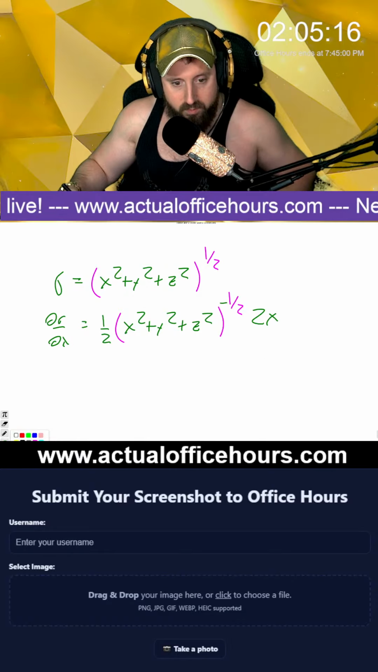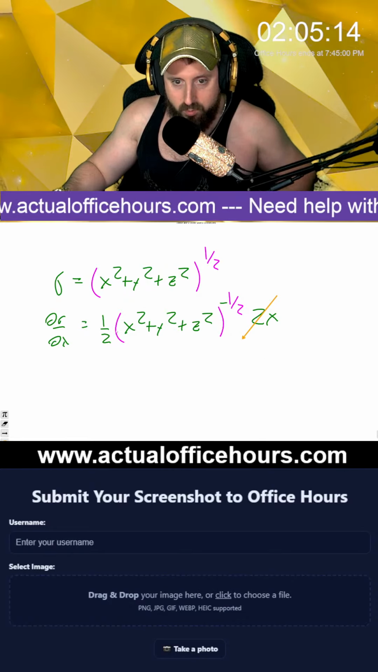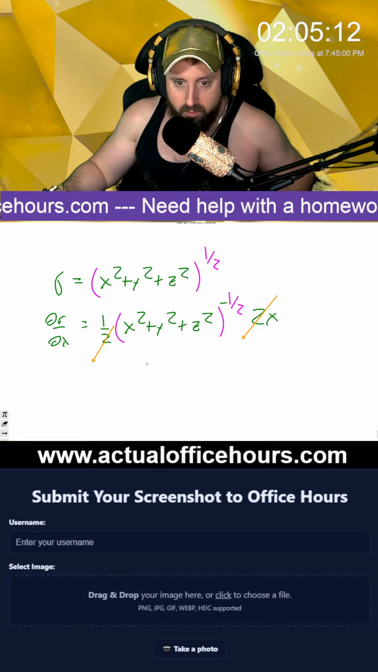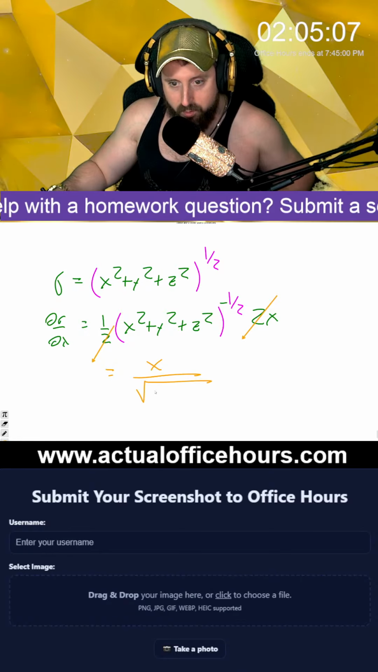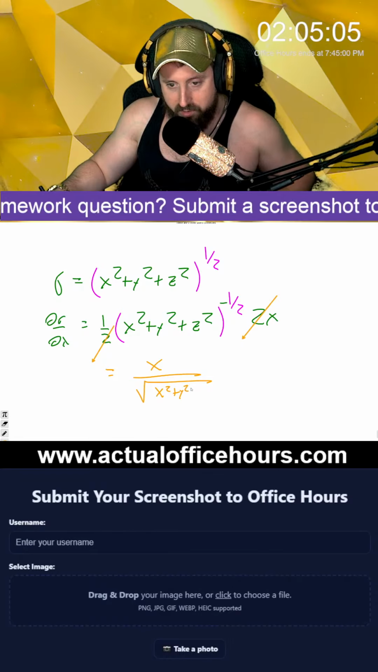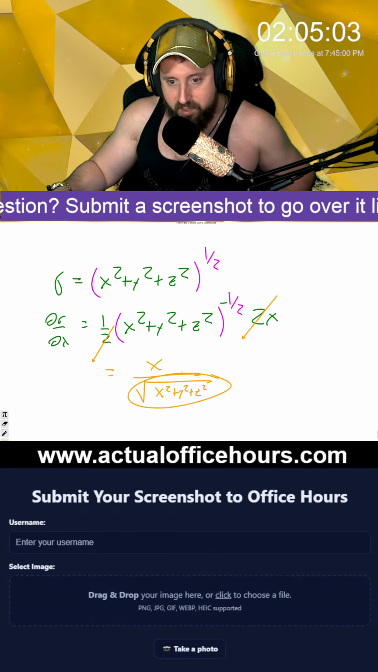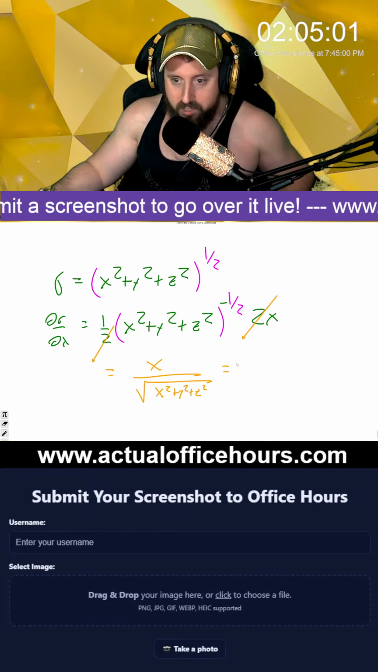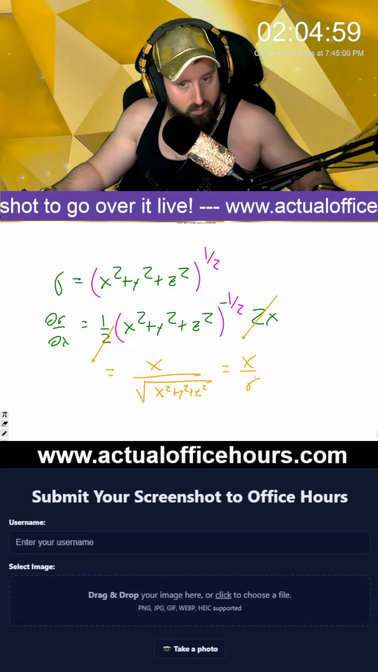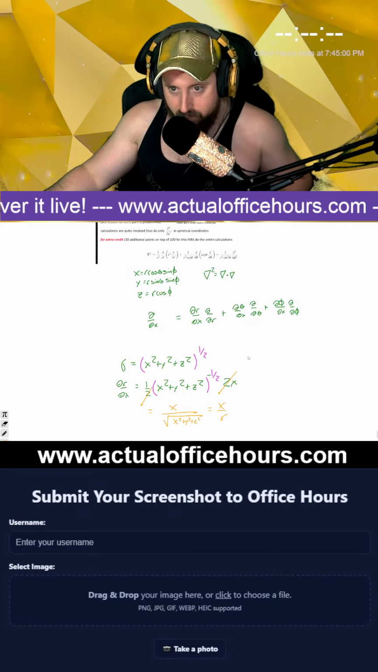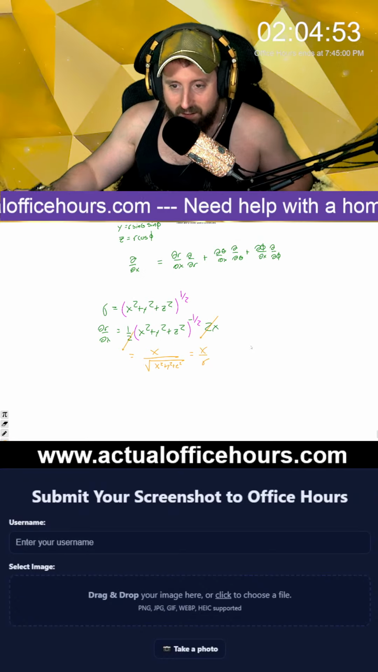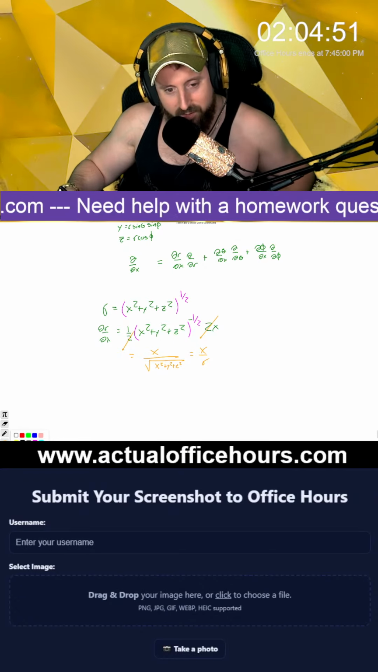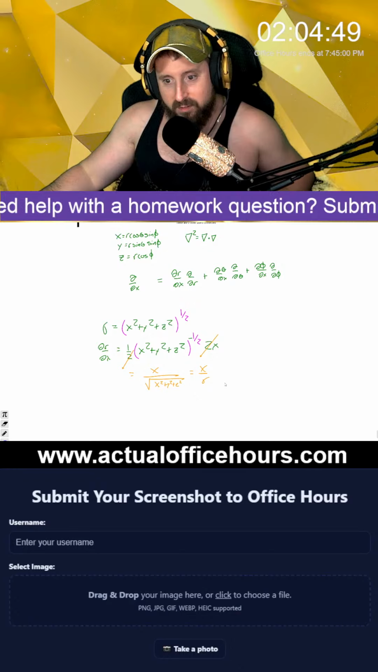And then Ramton pointed out, the 2's cancel. And so I'm just left with x over the square root of x squared plus y squared plus z squared. But this is the same thing as the square root of r squared, so you just get x over r. Then you put in what x is equal to, r cos θ sin φ. Oh, this is so sick. It just becomes cos θ sin φ.